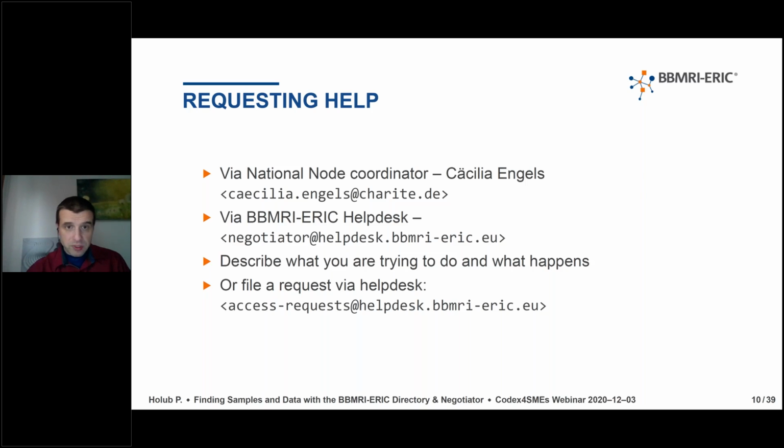If you need any help, you can request help from your national node if you're in a country. I've given an example here of Cecilia Engels in Germany, but in general it's from the national node, or via the BBMRI help desk for the negotiator. Or, if you're not confident or have any problems with the requests, you as a researcher, as a requester, can also drop an email to accessrequests@helpdesk.bbmri-eric.eu, and we will file the request on your behalf and walk you through the process.